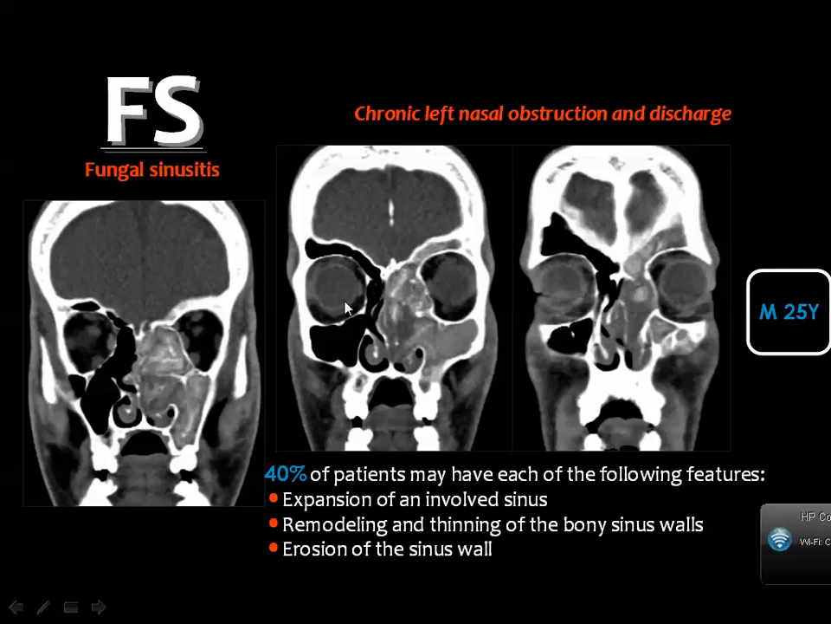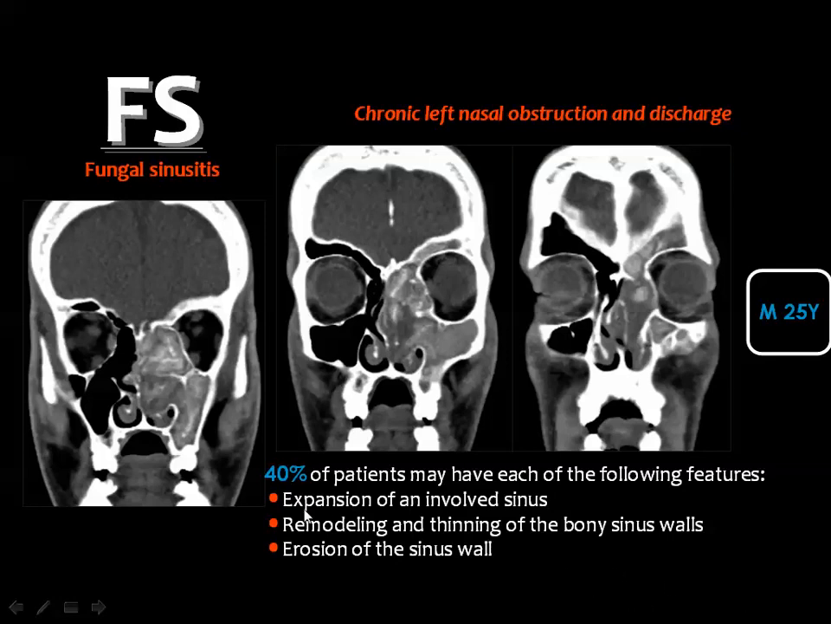This is a case of fungal sinusitis showing the classic appearance on CT images. The sinuses are a little bit expanded. They contain hyperdense material. There are some erosive changes of the bony margins. And the inflammatory changes have extended into the frontal sinus.